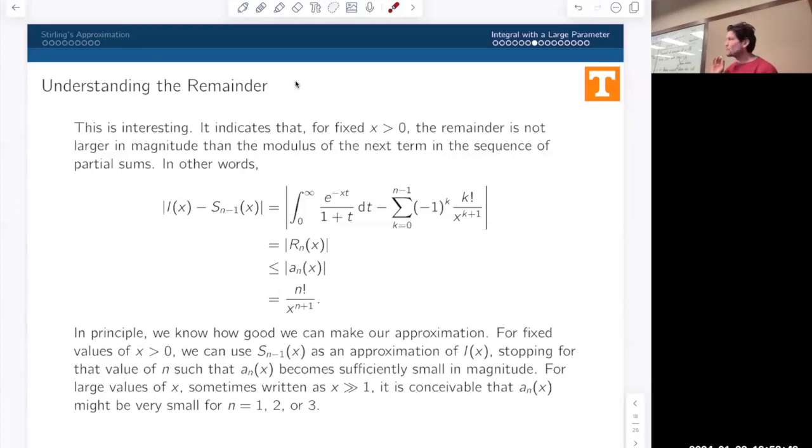Now, for a fixed x and a fixed n, we can understand how large our error is in this approximation. We have a good handle on it because we know what the size of the remainder is.